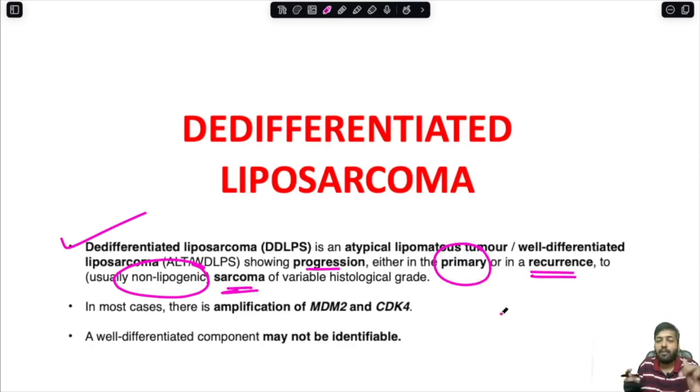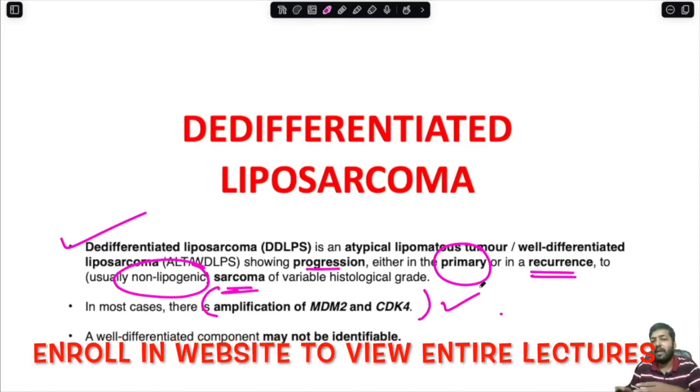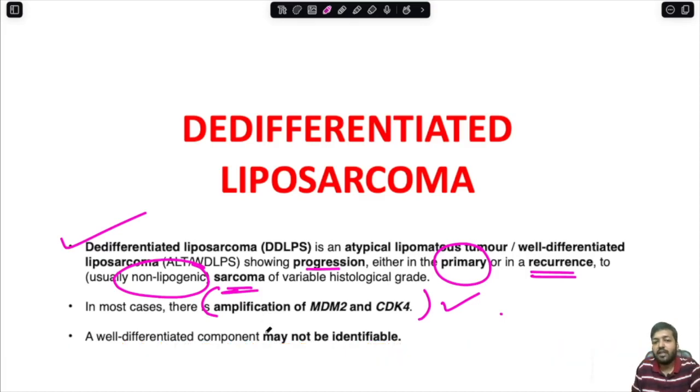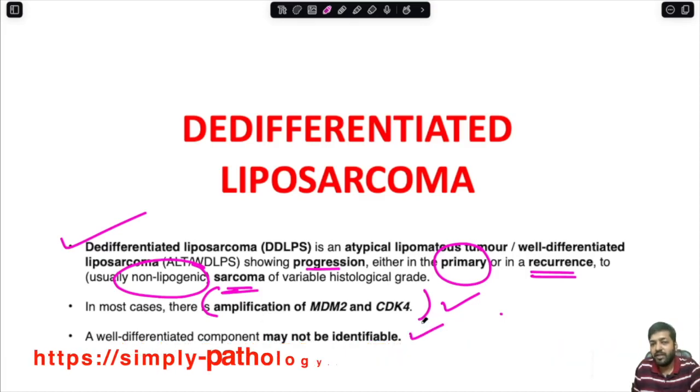Okay, so over here, basically an atypical lipomatous tumor or a well-differentiated liposarcoma is progressing, either in a primary, meaning there was one lesion that has only progressed to a non-lipogenic sarcoma, or the primary tumor was removed and when the recurrence happened, inside the recurrence there was progression to a non-lipogenic sarcoma. In most cases, there is amplification of MDM2 and CDK4, thus suggesting that they are genetically related to well-differentiated or atypical lipomatous tumor. A well-differentiated component may not be identifiable in de-differentiated liposarcoma.